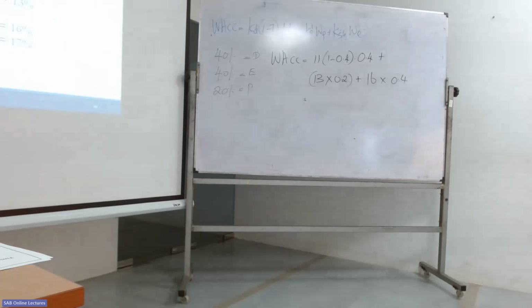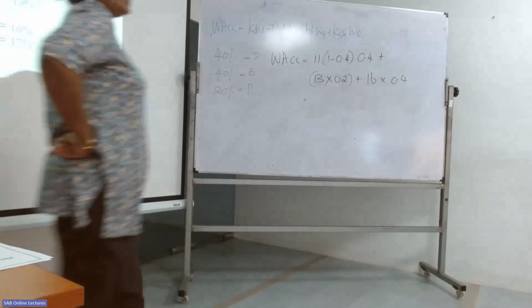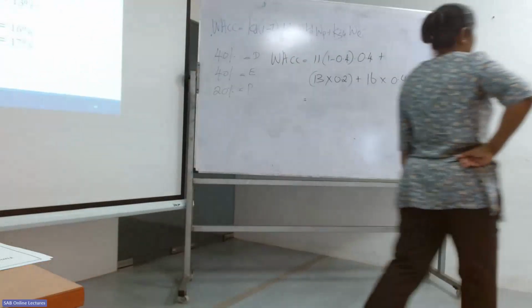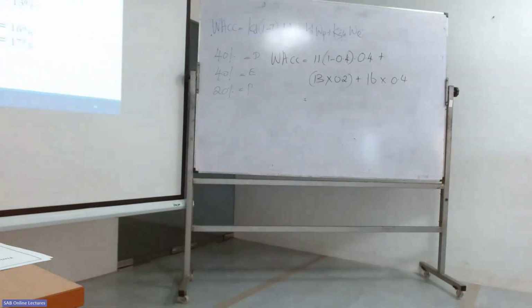Is there a mistake? Doubt it. What is it? This was 13%. We are again putting in 13 into 0.2 because both are percentage. I didn't get it. Both are percentage.